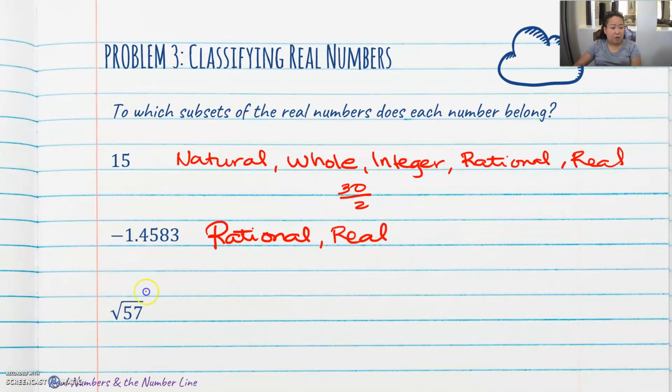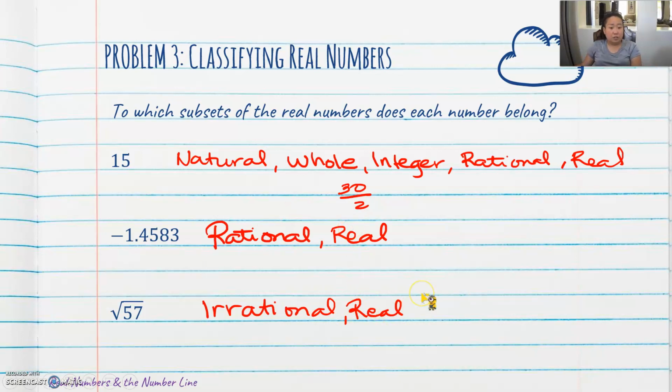Alright? Now next, the square root of 57. So when you have radicals, there is only one question to ask. Can you get the exact value of it? We know that 57 is not a perfect square. So the fact that it is not, you cannot simplify this, you know that you will have a value that will never end. And this means that the square root of 57 is irrational. But even if it is irrational, it is still a real number.